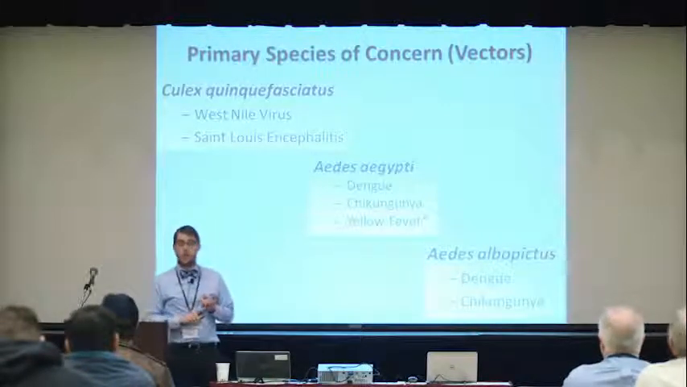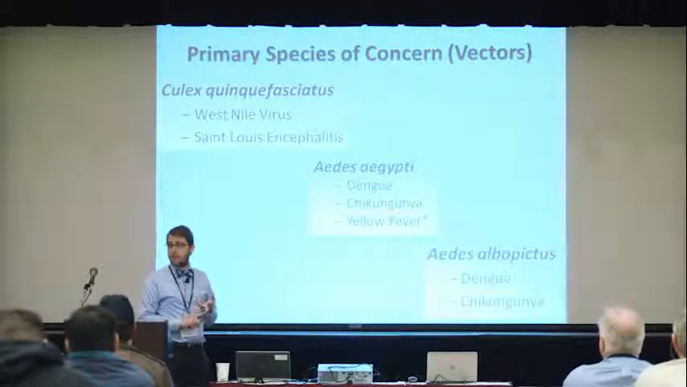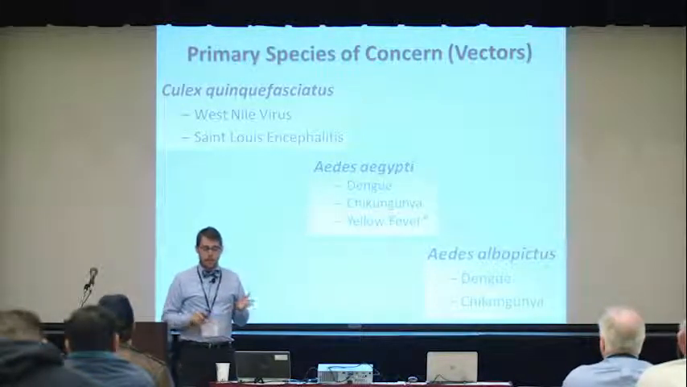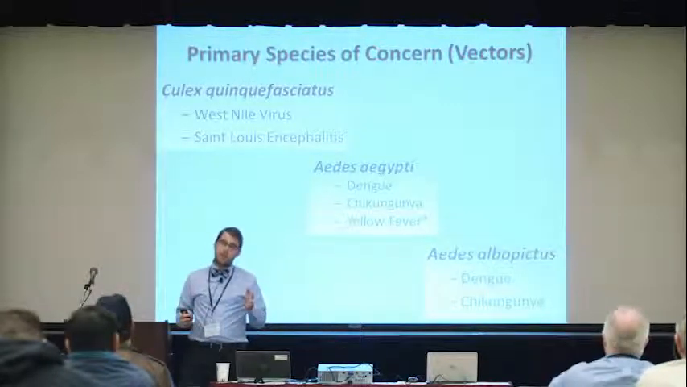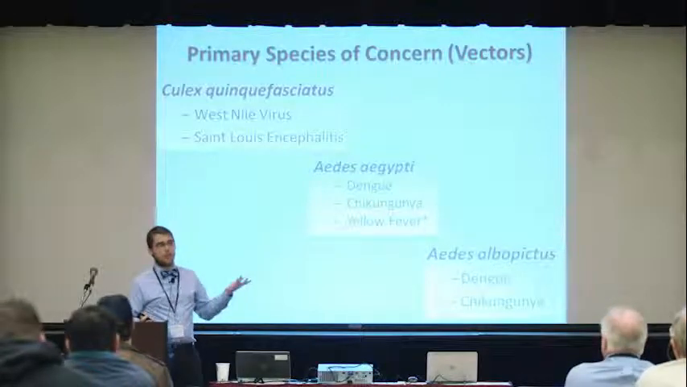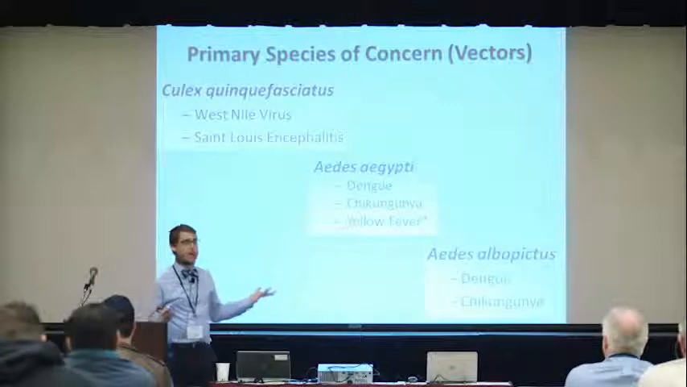And primarily it's Culex quinquefasciatus, which is responsible for West Nile virus and St. Louis encephalitis. Aedes aegypti, which is responsible for dengue and chikungunya. And yellow fever, even though we haven't had yellow fever, I don't know when the last yellow fever was, like around the turn of the 1900s, like 1908 or somewhere.